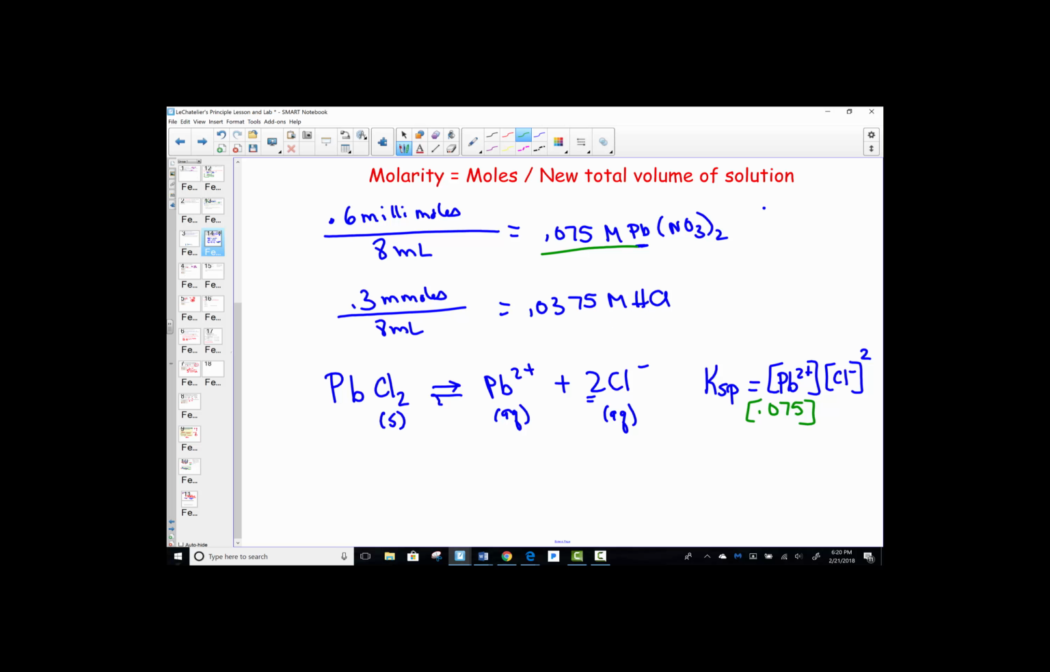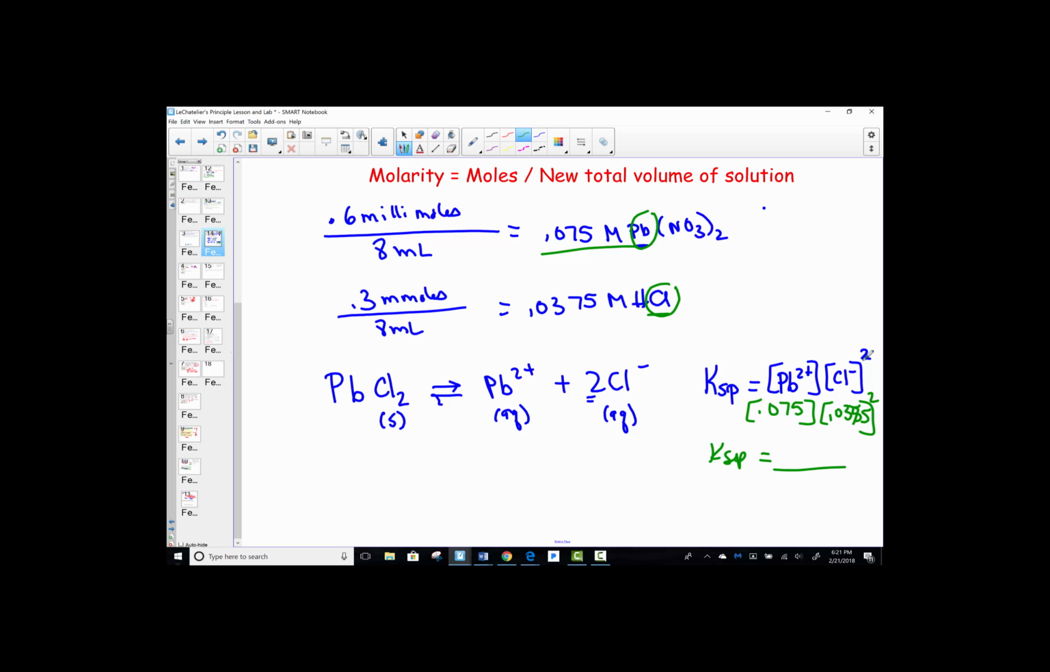The HCl gives me the chloride ion concentration. It's the source of chloride, so it ends up to be 0.0375 squared once we place that into there. And you'll just calculate out and find a constant, KSP. The concentration of the lead ion times the concentration of the chloride ion squared gives us the KSP for this equation.